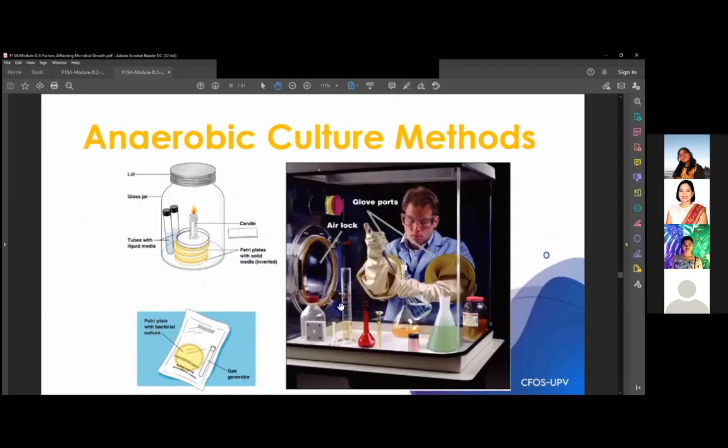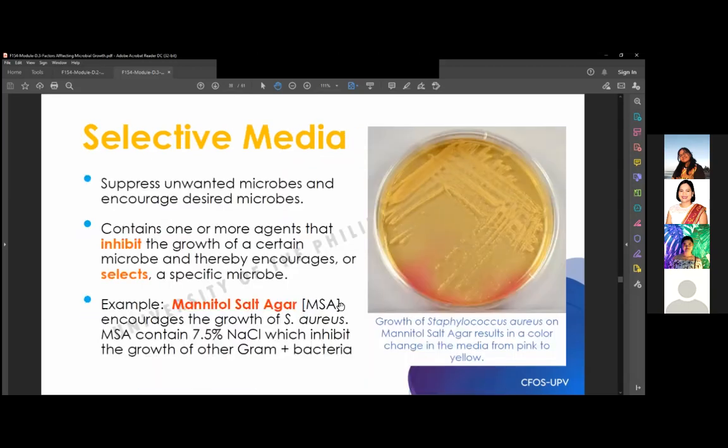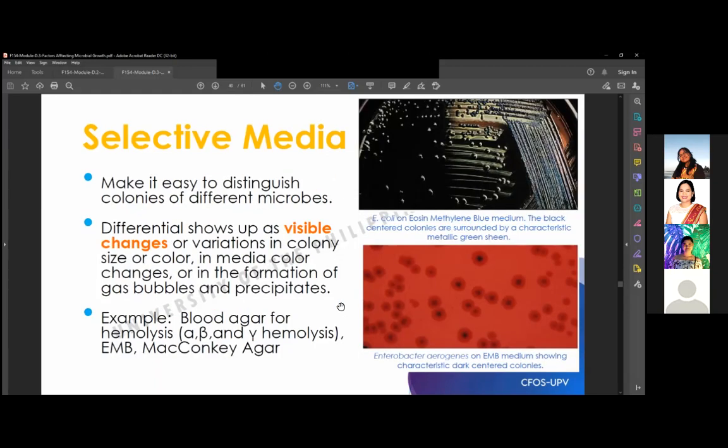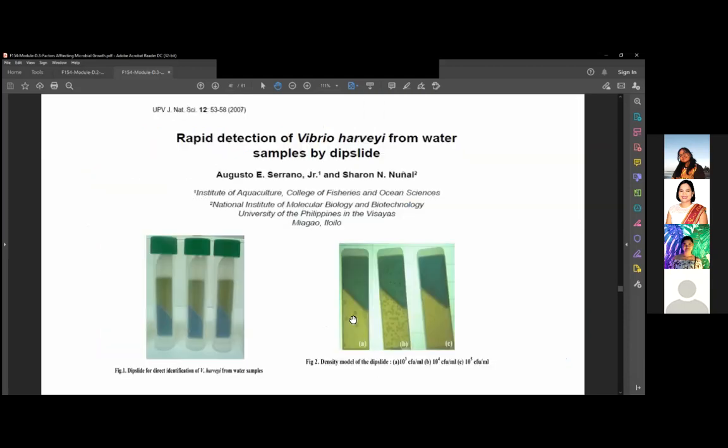Next. We have selective media, no? These suppress unwanted microbes and encourage desired microbes. Ayan. So, yan yung selective media. It only selects kung ano yung gusto niyang ipag-grow. Yung ayaw niyang ipag-grow. Okay? So, example is the MSA. Next is, ayan, selective media din yung para sa Vibrio. Ayan. Next.